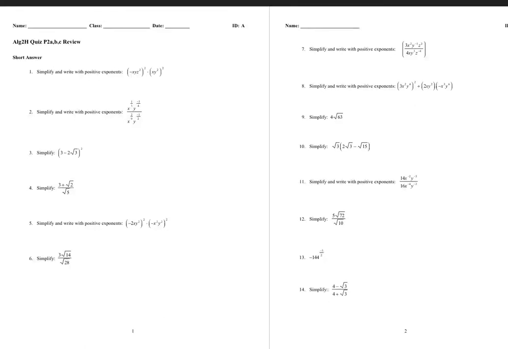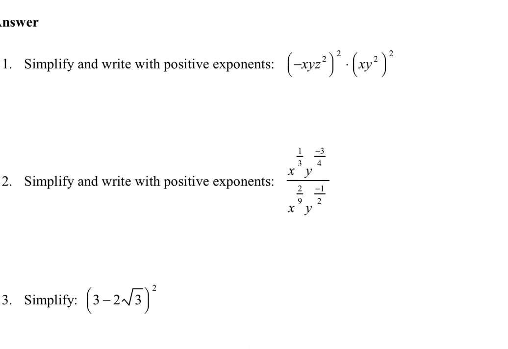This video is going to go over the quiz review for P2. With number 1, it says to simplify and write with positive exponents. We're going to distribute the exponent first, that's on the outside. Because this negative is inside the parentheses with the x, it's going to stay that way. So negative x squared would just be x squared.